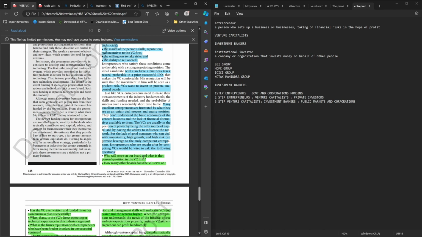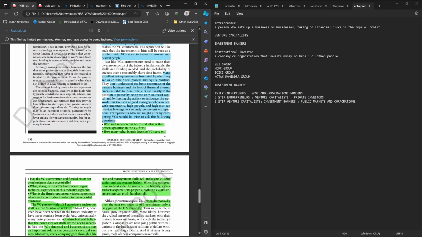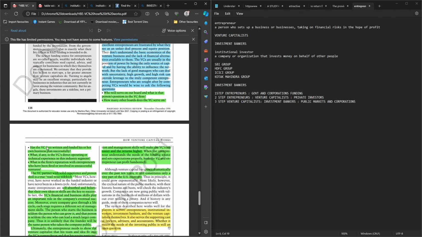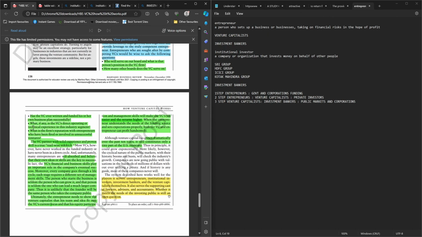Who will serve on our board, and what is the person's position in the venture capitalist firm? How many other boards does the venture capitalist serve on? Has the venture capitalist ever written and funded his or her own business plan successfully? What, if any, is the venture capitalist's direct operating or technical experience in the industry segment? What is the firm's reputation with entrepreneurs who have been fired or involved in unsuccessful ventures?